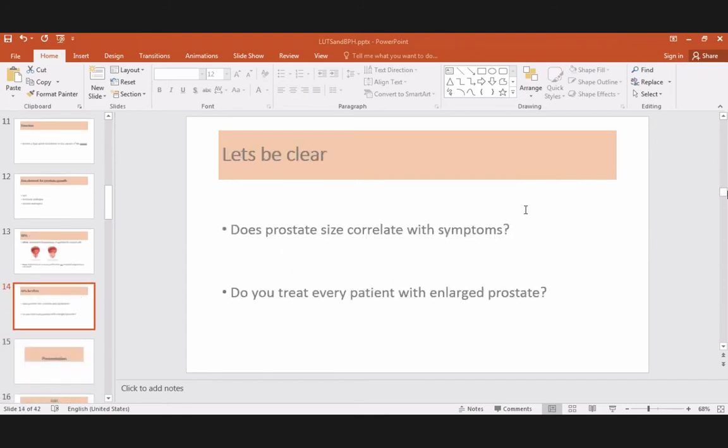Okay. Now, as we continue our discussion, two things should be very clear at the end: does the prostate size correlate with the symptoms? And do we treat every patient with an enlarged prostate? And how do we treat every patient with a prostatic problem?